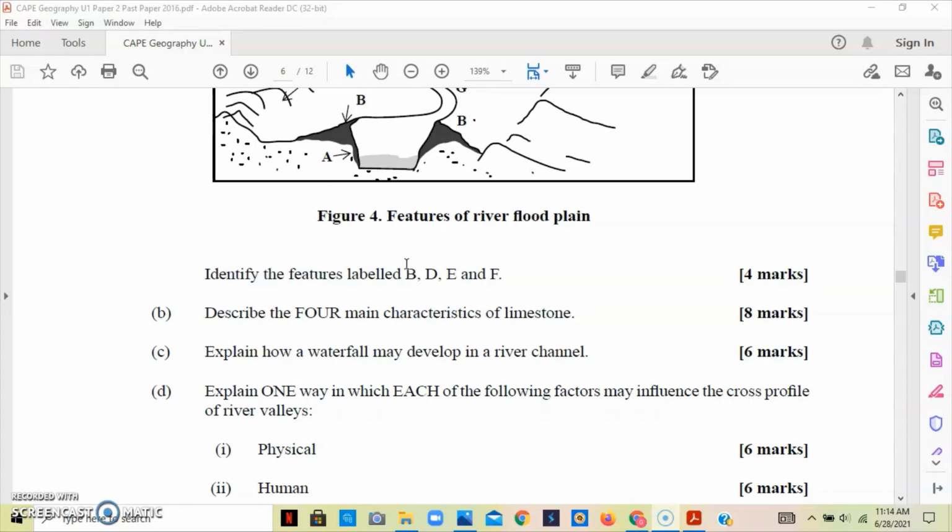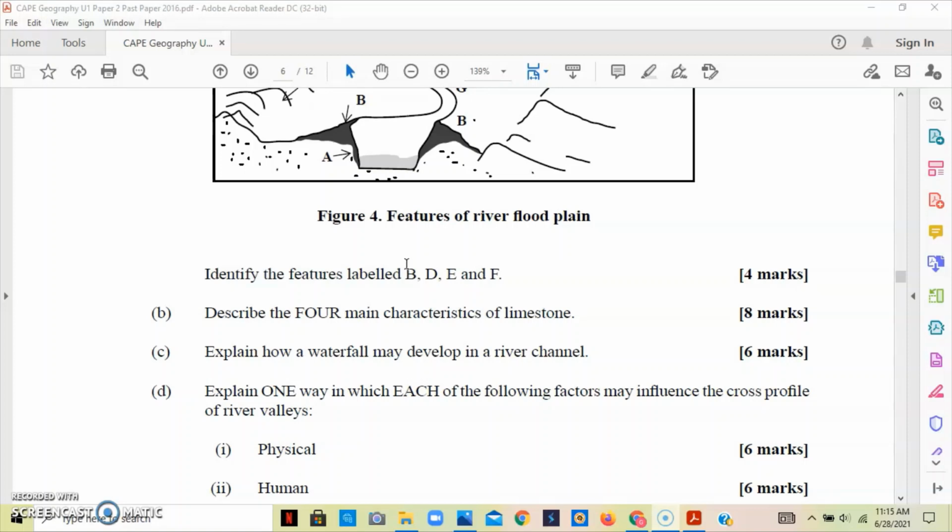You can look at the structure of the limestone. You can look at the distinct cracks and joints, their layers along bedding planes, and their coarse textures with large pores. You can look at the permeability of the limestone. They are very permeable, meaning they allow water to pass through them easily. And remember that they have a light color. So once you are able to explain any 4 characteristics of limestone, you should be able to get your 8 marks.